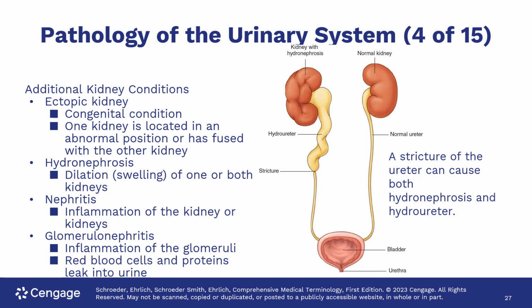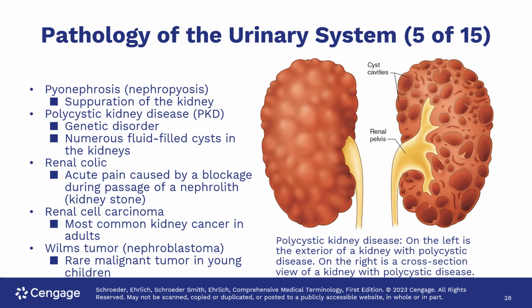Nephritis is inflammation of the kidneys. If you don't know what itis means by now, you have not been paying attention. Glomerulonephritis is inflammation of the glomerulus that causes red blood cells and proteins to leak into the urine. Pyonephrosis is separation of the kidney. What the heck is separation?